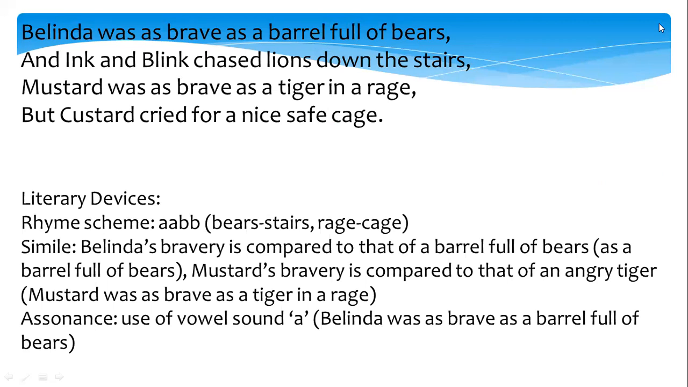Belinda was as brave as a barrel full of bears. And Ink and Blink chased lions down the stairs, and Mustard was as brave as a tiger in a rage, but Custard cried for a nice, safe cage.